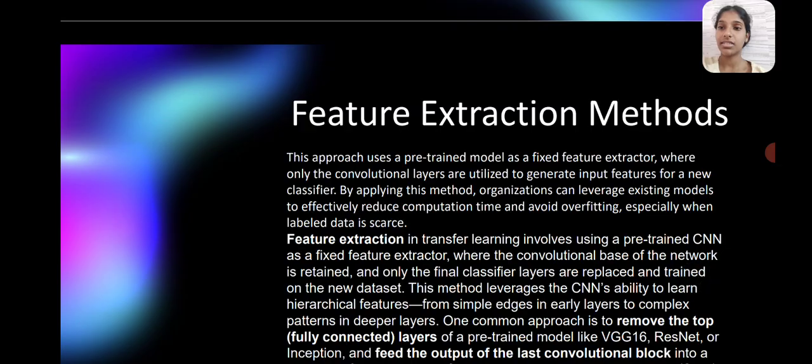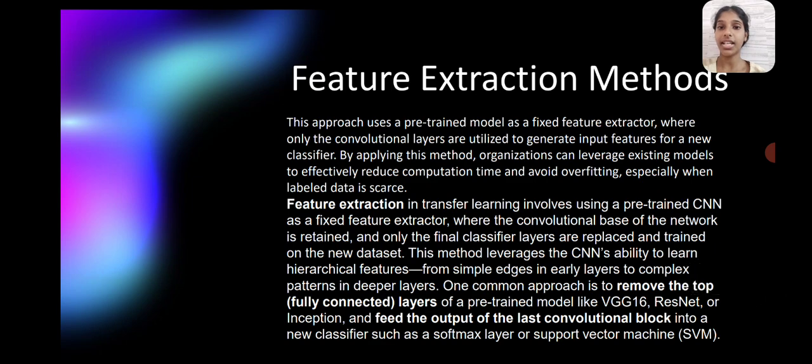Feature extraction methods. This approach uses a pre-trained model as a fixed feature extractor, where only the convolutional layers are utilized to generate input features for a new classifier. By applying this method, organizations can leverage existing models to effectively reduce computation time and avoid overfitting, especially when labeled data is scarce.